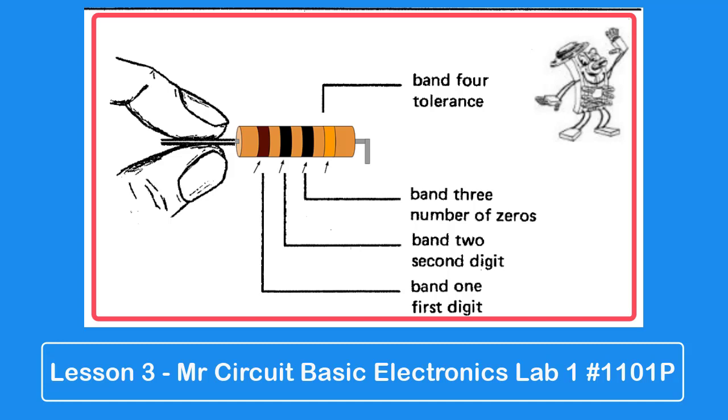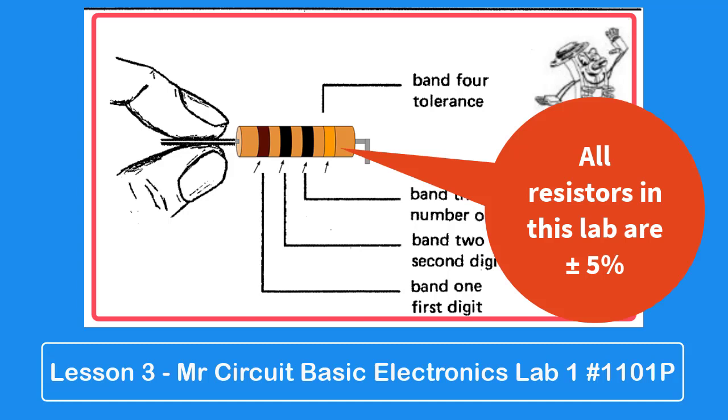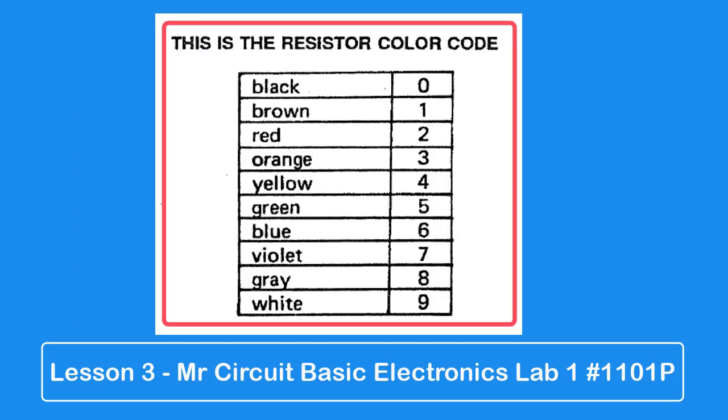Notice this resistor has 4 color bands. The one on the left is the first band, and it represents a digit. Number 2 band, to the right of that, represents another digit. And band number 3 tells you the number of zeros. Band number 4 tells you the tolerance. All of the resistors in this lab are designed like this, and they're all 5% resistors. This is the resistor color code.